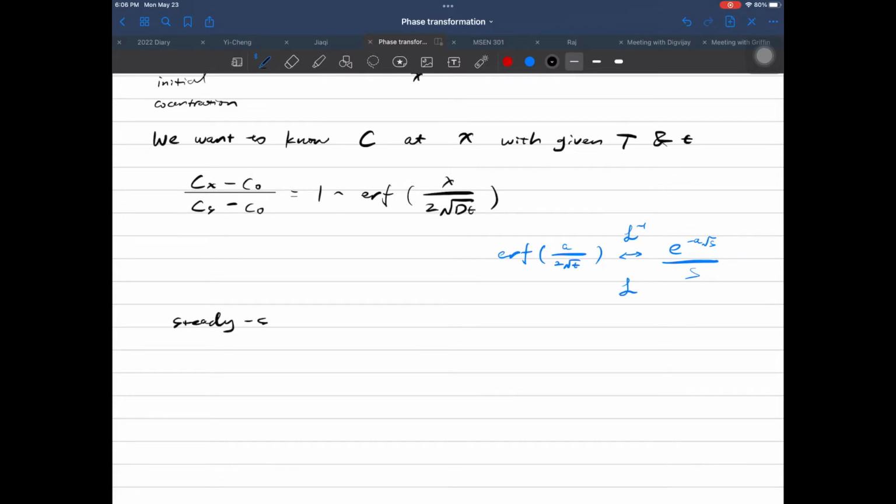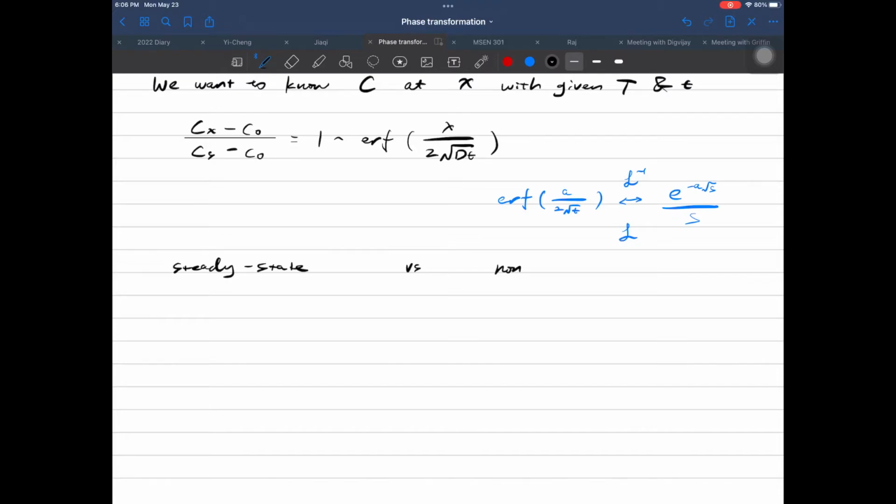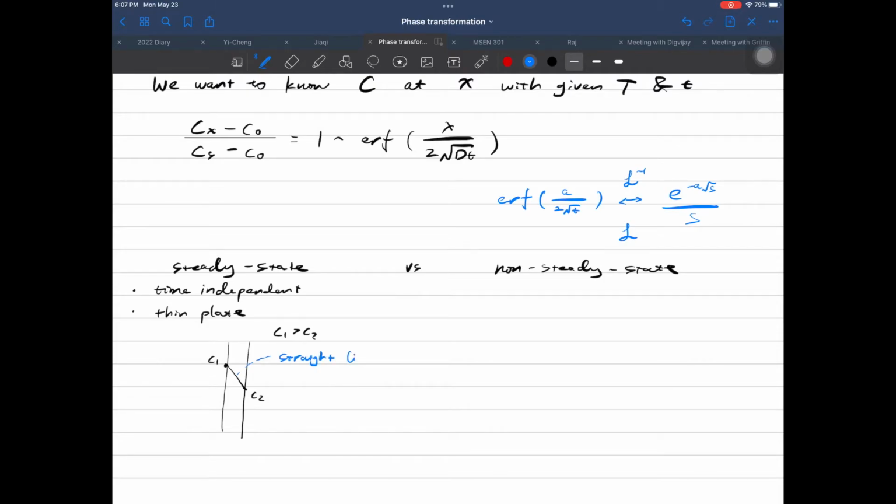Next, I'll do a very quick comparison of steady-state diffusion and non-steady-state diffusion. Steady-state diffusion is time independent. That means the concentration profile will not change over time. In reality, for most steady-state diffusion, usually it's a thin plate. At each side of the plate, you have a constant concentration. In this example here, C1 is greater than C2, and the concentration profile is a straight line.